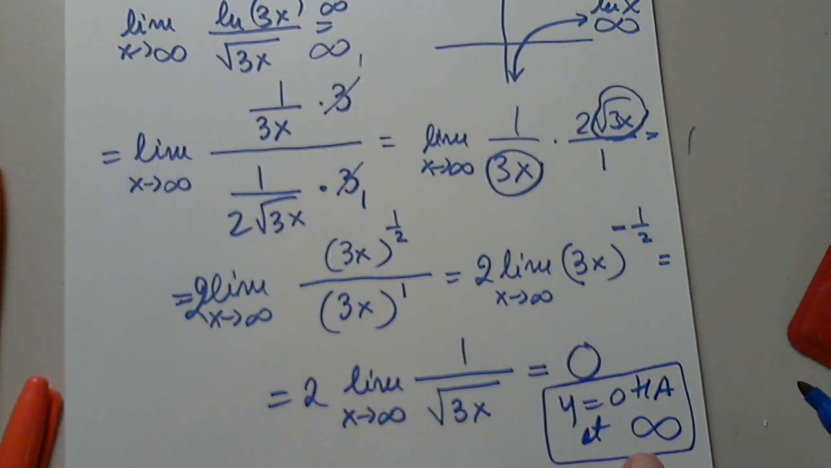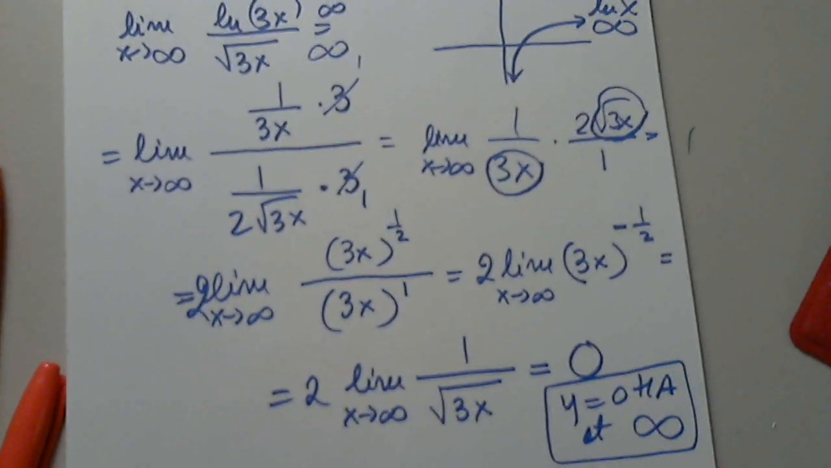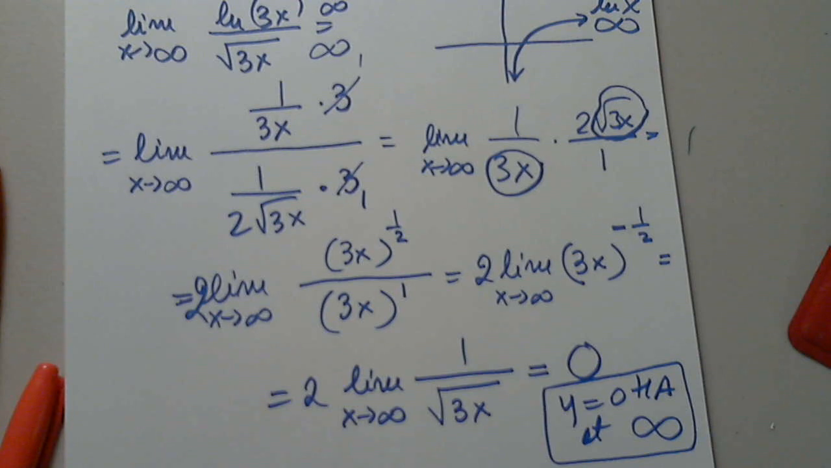How come that I don't consider it at both? This is not a rational function. And at negative infinity, I won't be able to plug it in. As x approaches negative infinity, this doesn't even exist. So careful. If it's a pure rational function, yes, I will consider both sides. But if it's not a pure rational function, I have to be careful. Very good. Any questions?